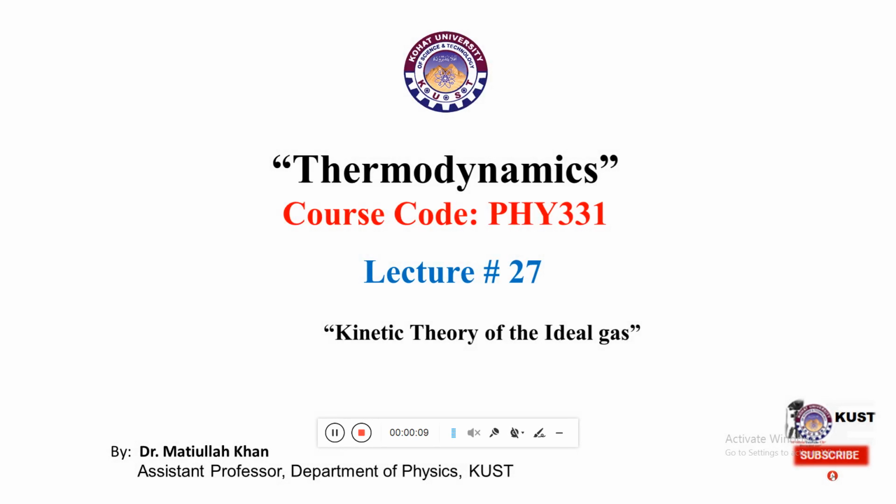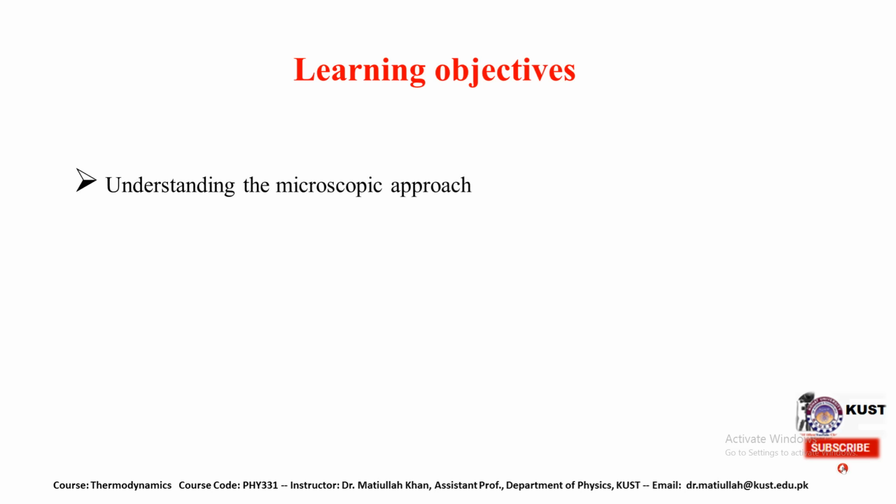The theme of today's lecture is to discuss the kinetic theory of ideal gases. This lecture has been taken from the course outline of Thermodynamics, having the course code of PHY331. In today's lecture, we will basically understand the microscopic approach about the ideal gas, and some of the basic points of the kinetic theory.